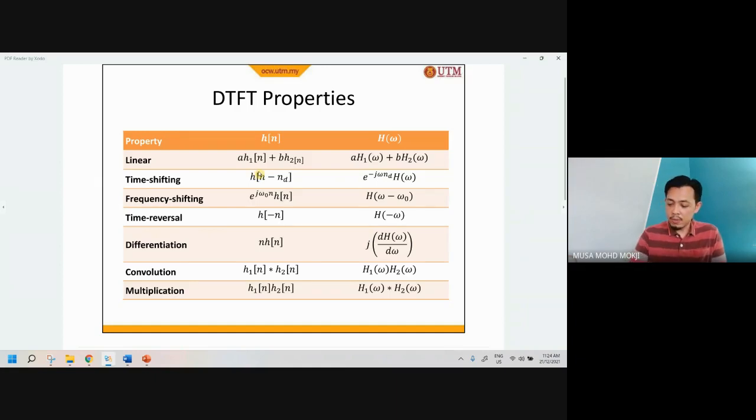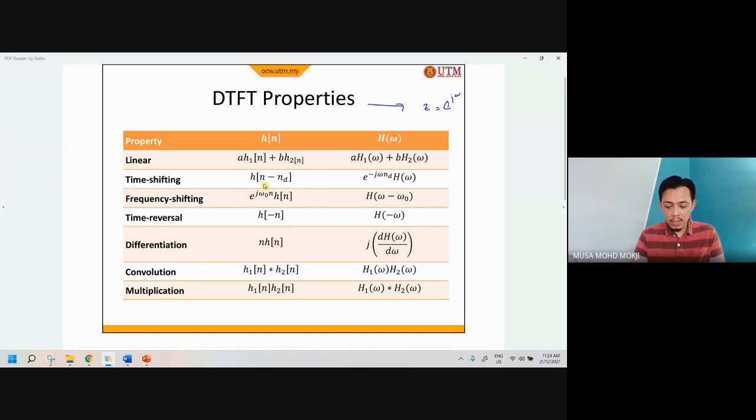Because for DTFT, z is equal to e to the j omega. So we just change that. We have seen this, but in terms of z, not in terms of omega. So now we are going to look at it in terms of omega.